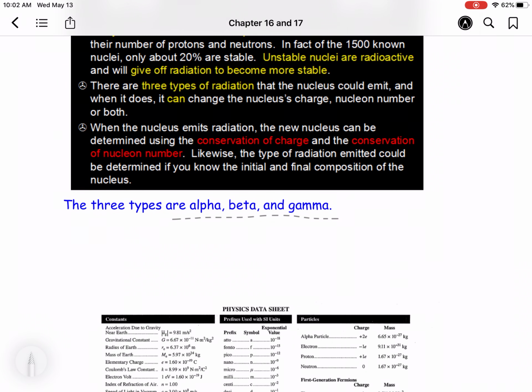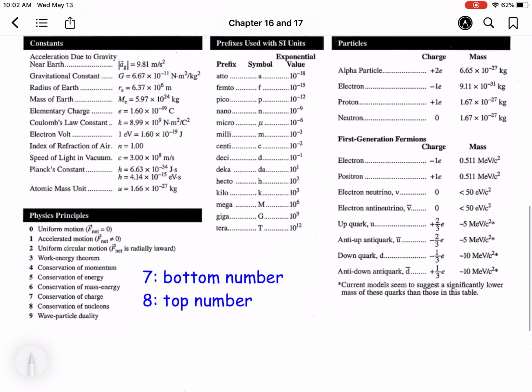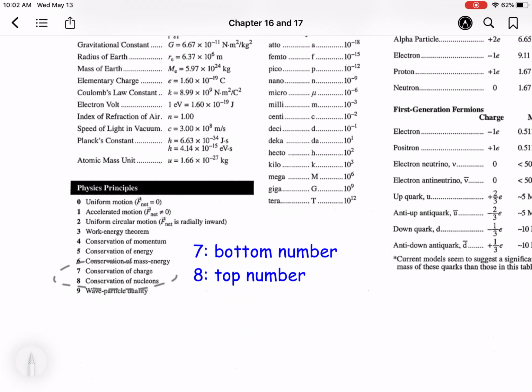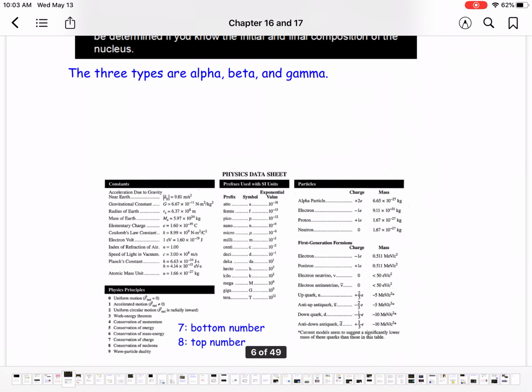Okay. So there are three types: alpha, beta, and gamma, and usually it comes down to balancing. All right. So what we're going to talk about here is that we have conservation of charge and conservation of nucleons. So the bottom number always has to add up, and the top number too. When we're doing these, what's important is that the numbers always add up. This is talking about the numbers that are on our elements.